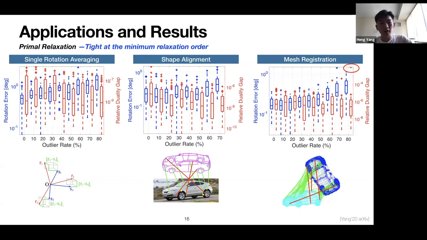So the takeaway here is that this Lasserre hierarchy is really powerful. It's tight at the minimum relaxation order.